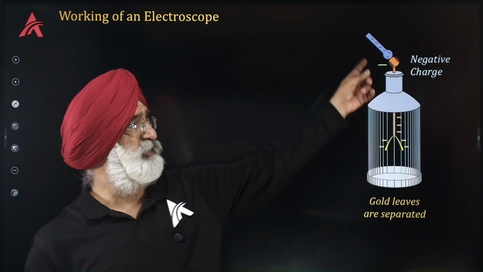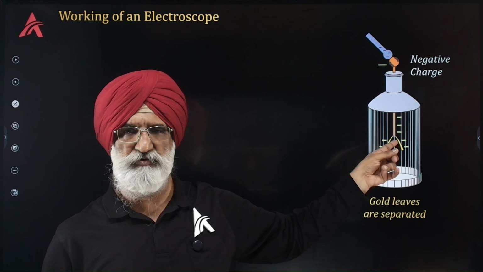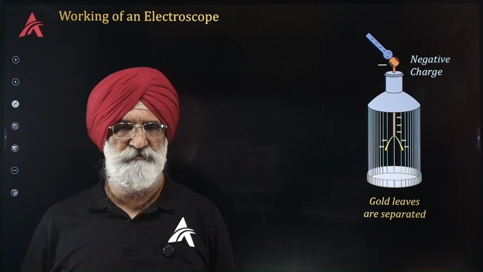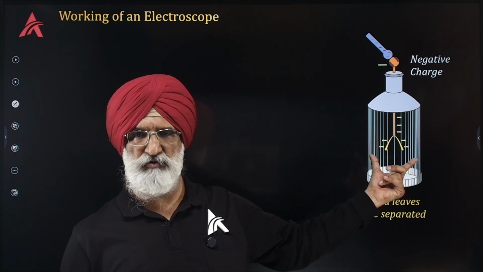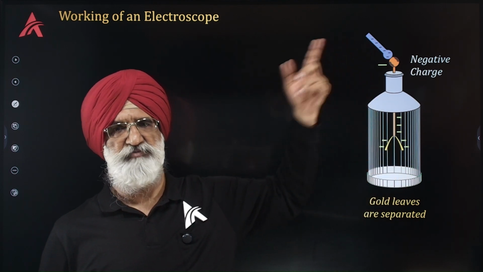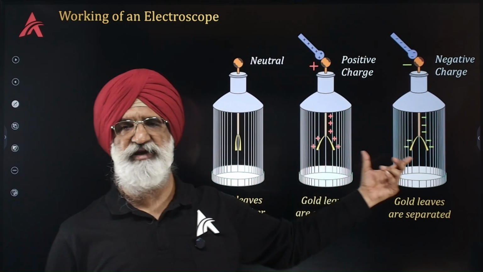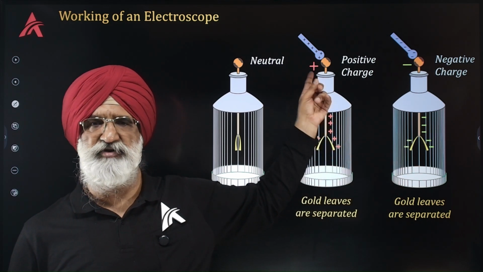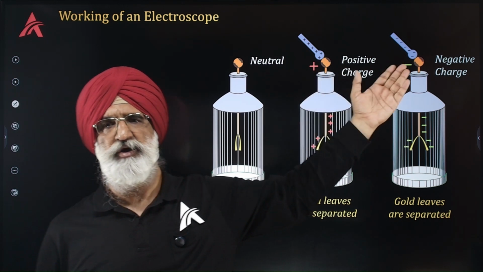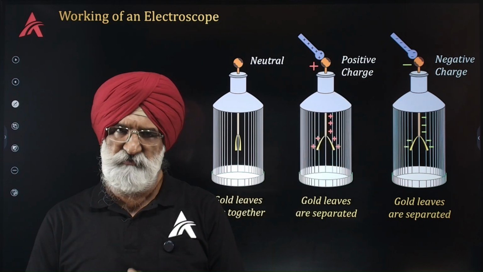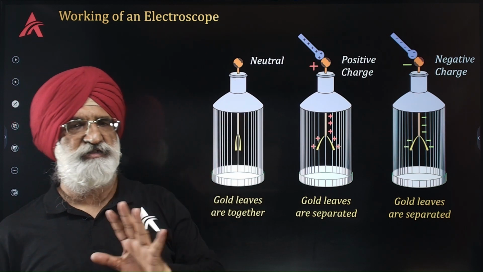We can even connect a negatively charged body to the metallic sphere. The negative charge will be conducted through the metallic rod to the two gold leaves. The two gold leaves again will get separated. From the separation of the two gold leaves, we can conclude that this body is again charged. Now whenever the leaves get separated, it means that some charged body is connected to the metallic sphere. Whether the body has positive charge or negative charge, in both cases the leaves will get separated. And if the leaves are not getting separated, it means that the body is uncharged.